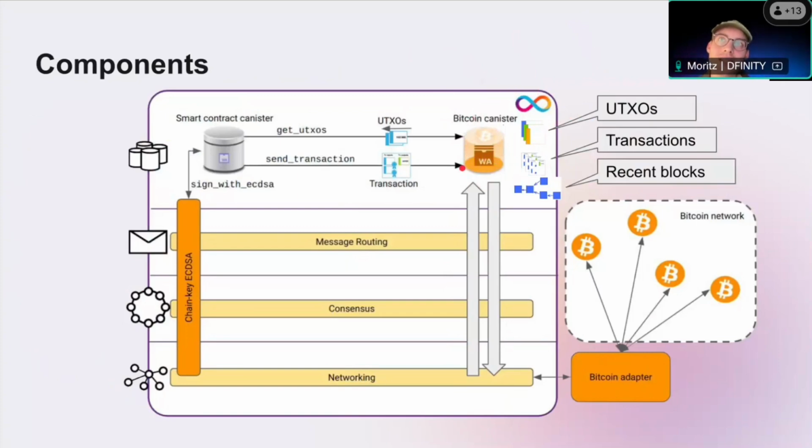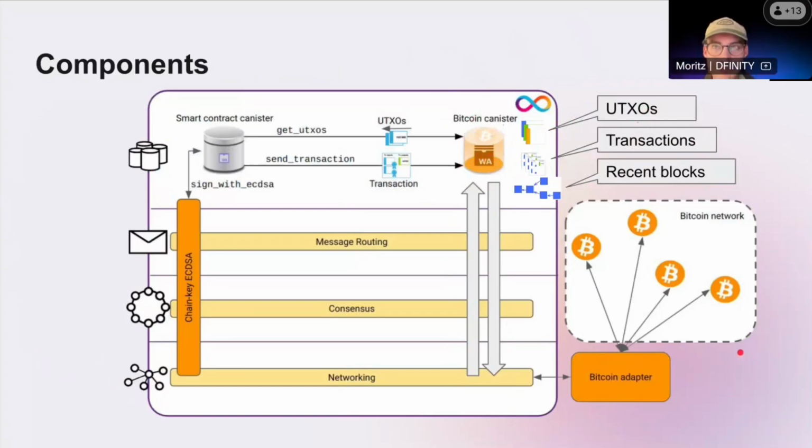And what this Bitcoin canister does is that it holds the on-chain Bitcoin-related state, and that is the full UTXO set, outgoing transactions, and also the most recent Bitcoin blocks to allow for fork resolution if necessary.